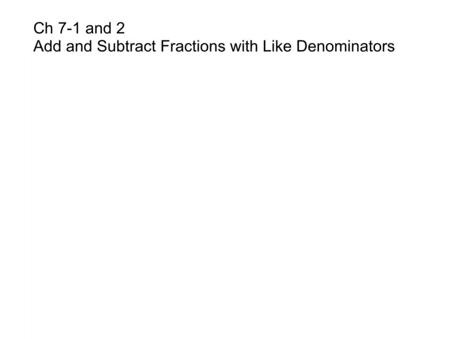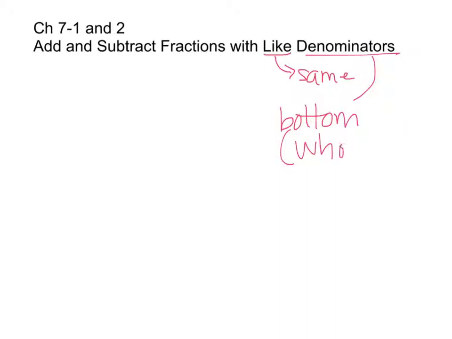Okay, so we have chapter 7, 1 and 2, adding and subtracting fractions with like denominators. We said that like is the same thing as same, and denominator is the bottom number of a fraction, which is known as the whole. Okay, and D, down, okay? So think of down as the number on bottom. Then we're looking at the example.